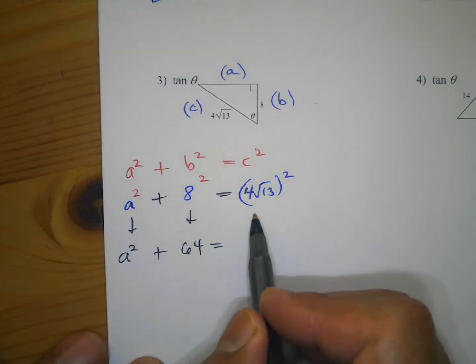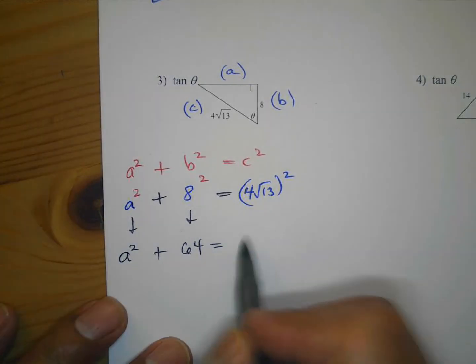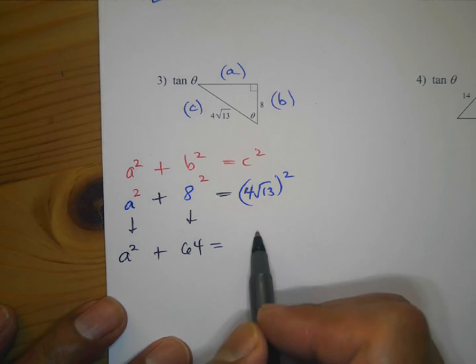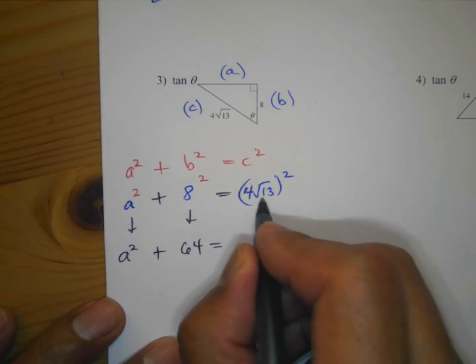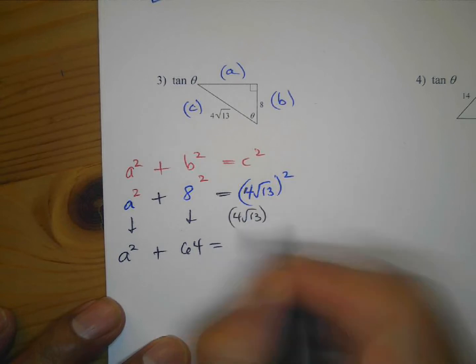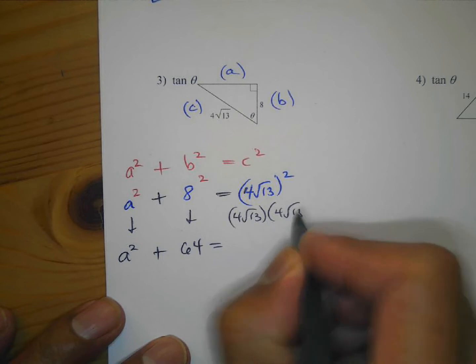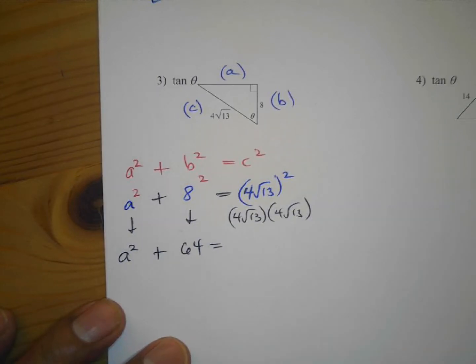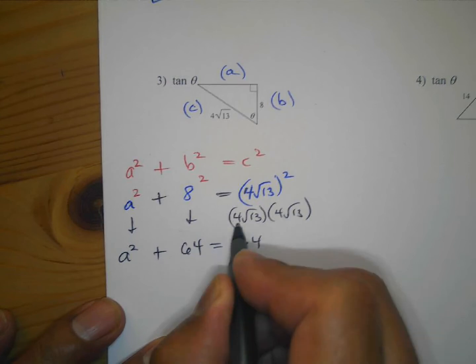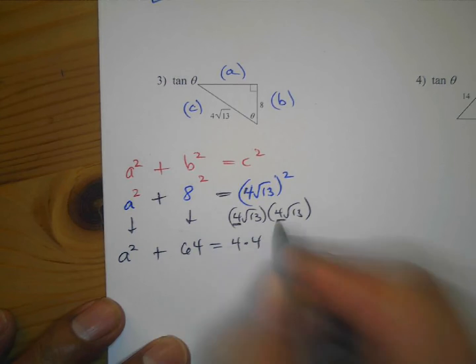Here's where students make a mistake and they drop the ball. If there's ever a place they drop the ball, it's right here. Don't skip, don't guesstimate, don't try to do this in your head. You know that 4 root 13 squared means a 4 root 13 times another 4 root 13. Which is really what? Well, I got a 4 and I got another 4. 4 times 4, I got this 4 and I got this 4.